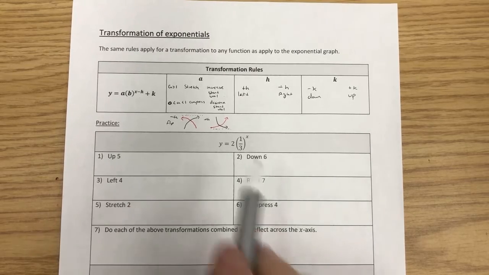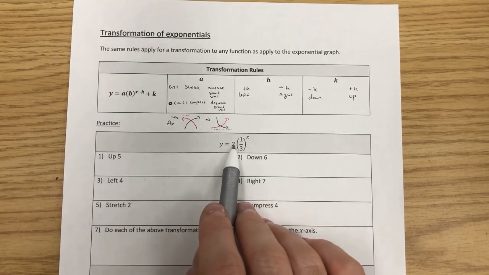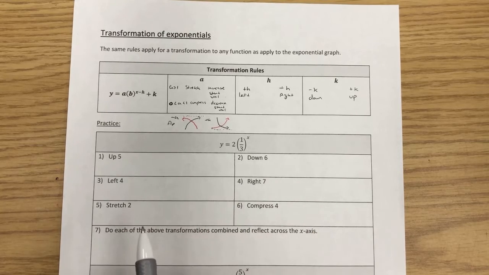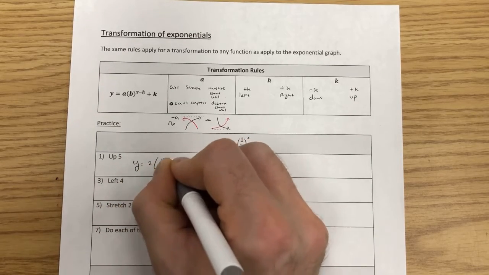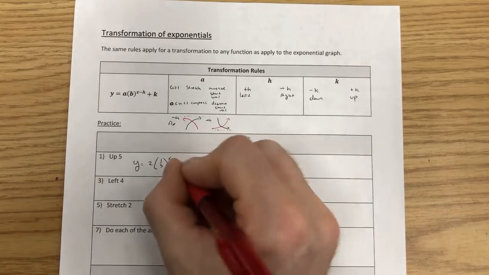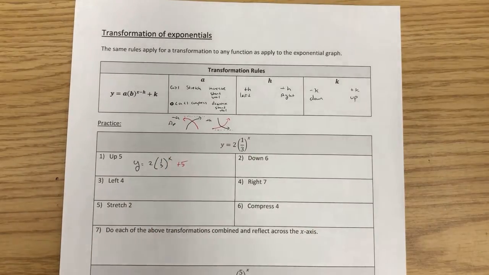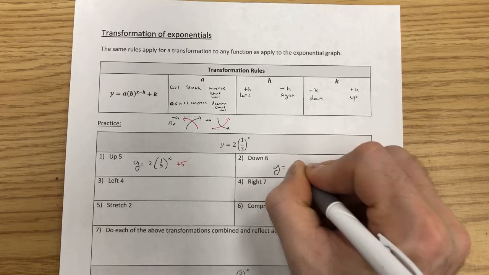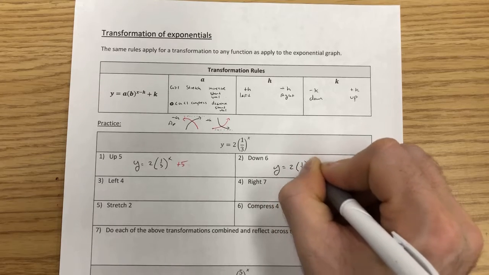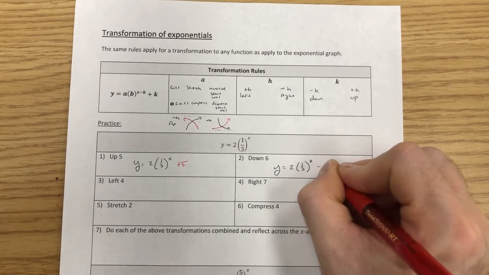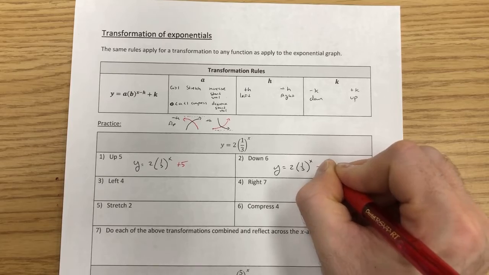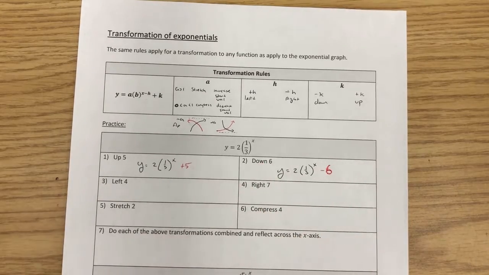Awesome. So let's go ahead and take this theoretical equation, y equals 2 times 1/3 to the power of x, and we're going to move it up by 5. That's going to be a plus k. So we have y equals 2 times 1/3 to the x plus 5. If we wanted to move it down, it would be y equals 2 times 1/3 to the power of x minus 5. Oh, minus 6. Moving it down 6, I tried to move it back down 5.